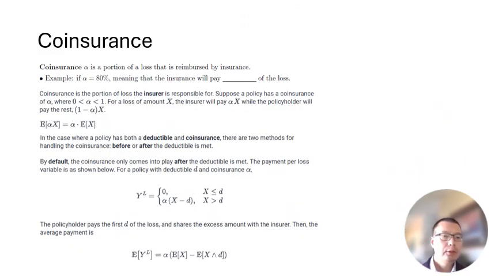Now let's talk about coinsurance. Coinsurance is a portion of a loss that is reimbursed by insurance. Example, if alpha equals 80%, meaning that the insurance will pay 80% of the loss. Another way to say it is that coinsurance is the portion of the loss the insurer is responsible for.